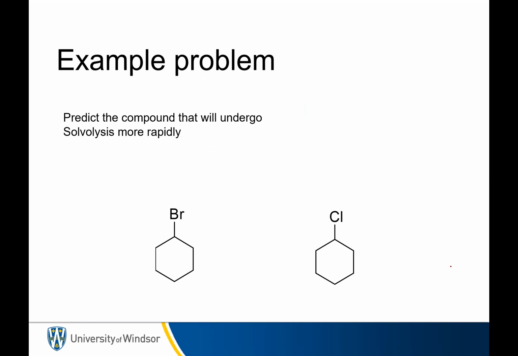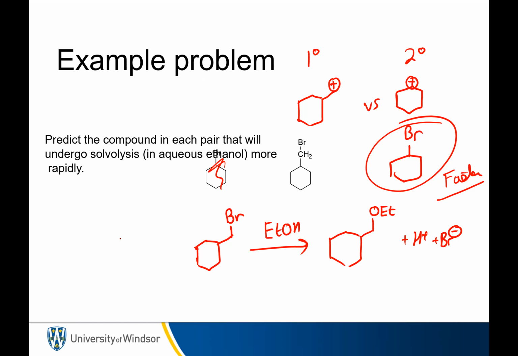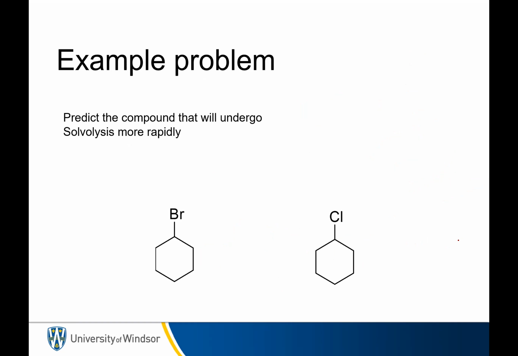Now, this one's asking which one's going to break faster. I'm not even giving us a nucleophile here. We're basically saying which of these is faster under the SN1. That's just what solvolysis is. You actually don't need to know that's what's happening to answer the question. So this one, which one will undergo solvolysis more rapidly? Again, we're indicating SN1.